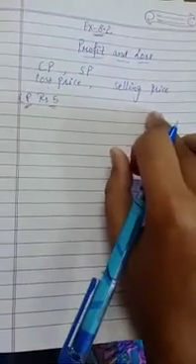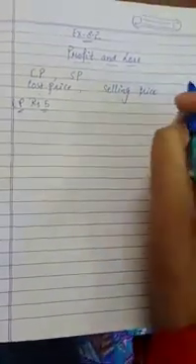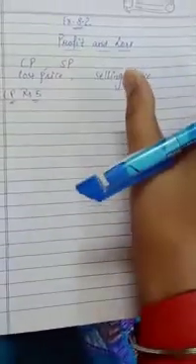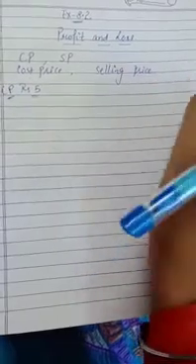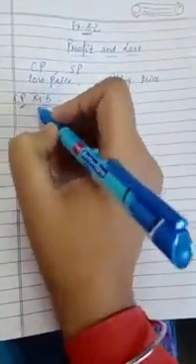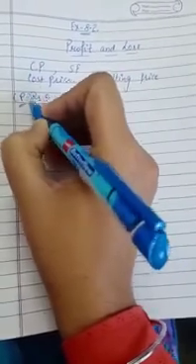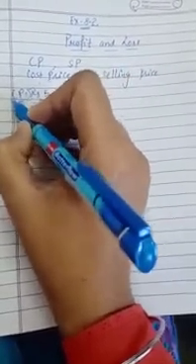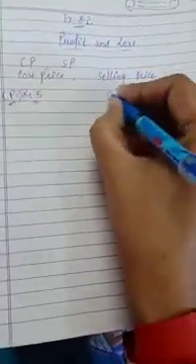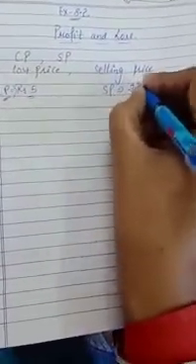And selling price means the price on which a particular item is sold. If I bought a pen for ₹5, this is the CP of my pen, and I sell it for ₹7, so SP of that pen is ₹7. So now what is profit?